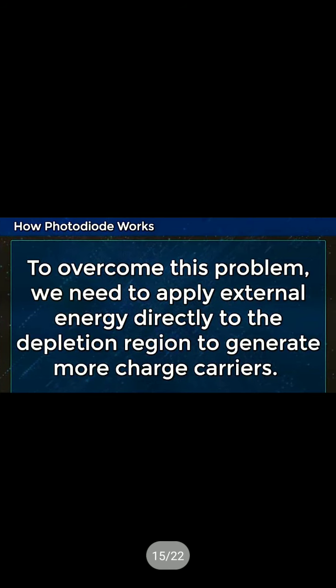To overcome this problem, that means in a reverse bias condition, after a certain time we do not get the electric current. It is a very big problem. So to overcome this problem, we need to apply external energy directly to the depletion region to generate more charge carriers. So how do we get this external energy? This external energy we get from the outside, in the form of photons, that is from light energy.